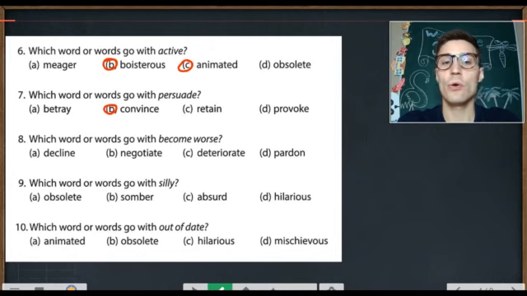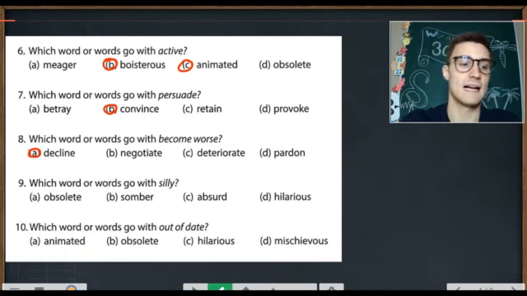Question 8. Which word or words go with become worse? Is it A, decline, B, negotiate, C, deteriorate, D, pardon? Now I can see two that are correct. Which words go with become worse? It is A, decline, C, deteriorate.